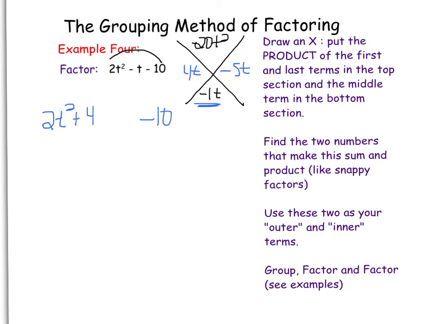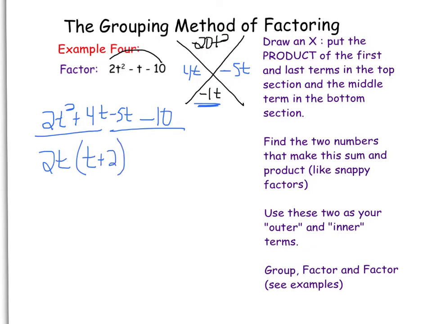Plus 4t minus 5t. All right, so now I'm going to group. So this first part, they have a 2t in common, which leaves me 2t times t gives me 2t squared, and 2t times 2 gives me 4t.